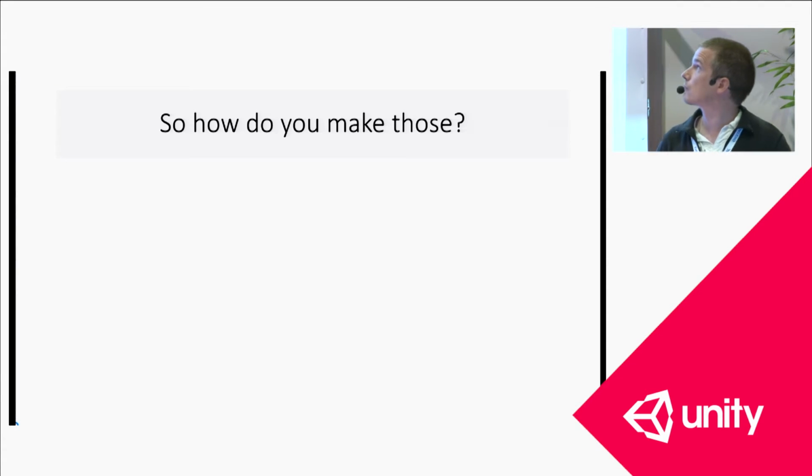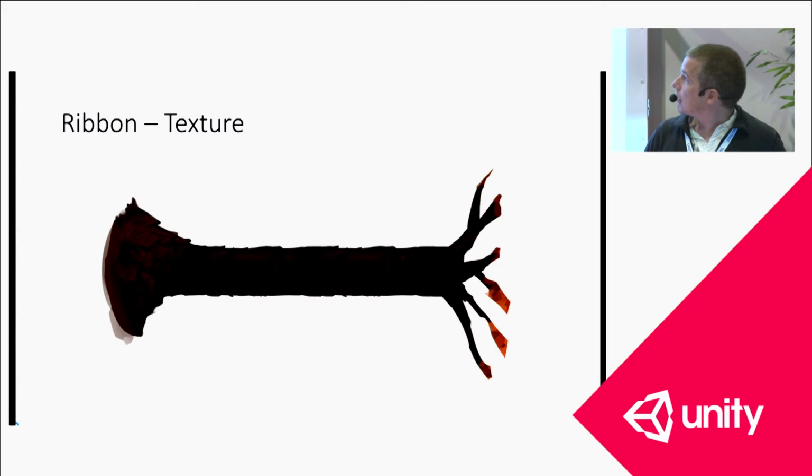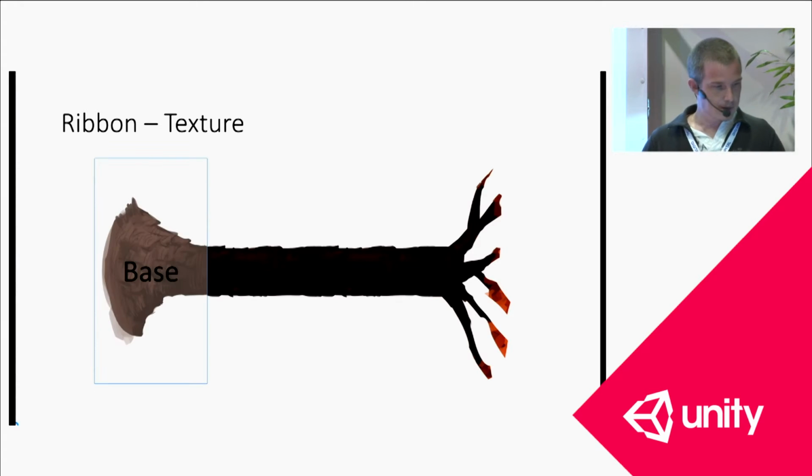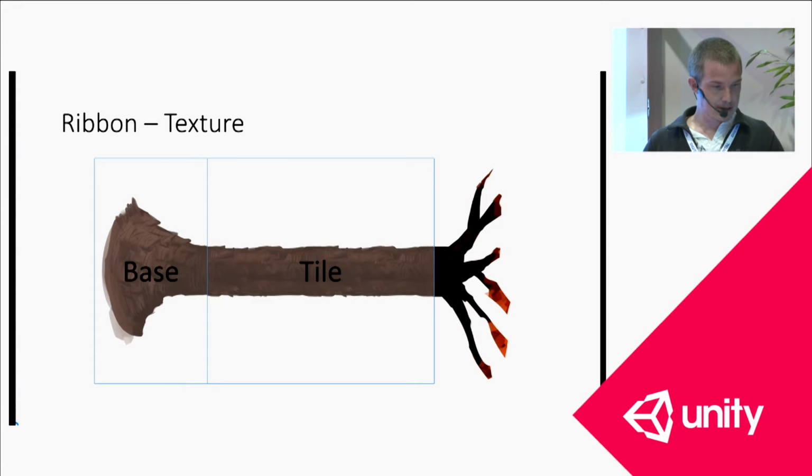So how do you make those? Let's start with the ribbon, because it's sort of simpler. So this is the texture that the artist draws. You got a base, a tiling part, and a tip.